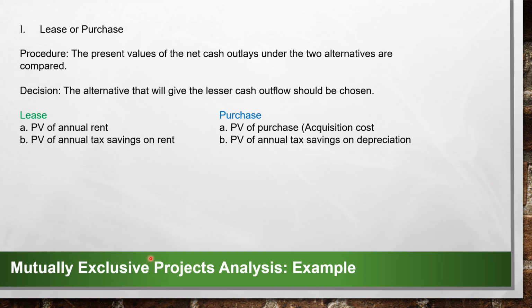This is capital budgeting. For lease, our relevant costs would be the present value of our annual rent and the present value of annual tax savings on rent. Then for the purchase alternative, we have the present value of purchase, and that is the acquisition cost, and the present value of annual tax savings on depreciation. So these are the relevant costs in our decision scenario.